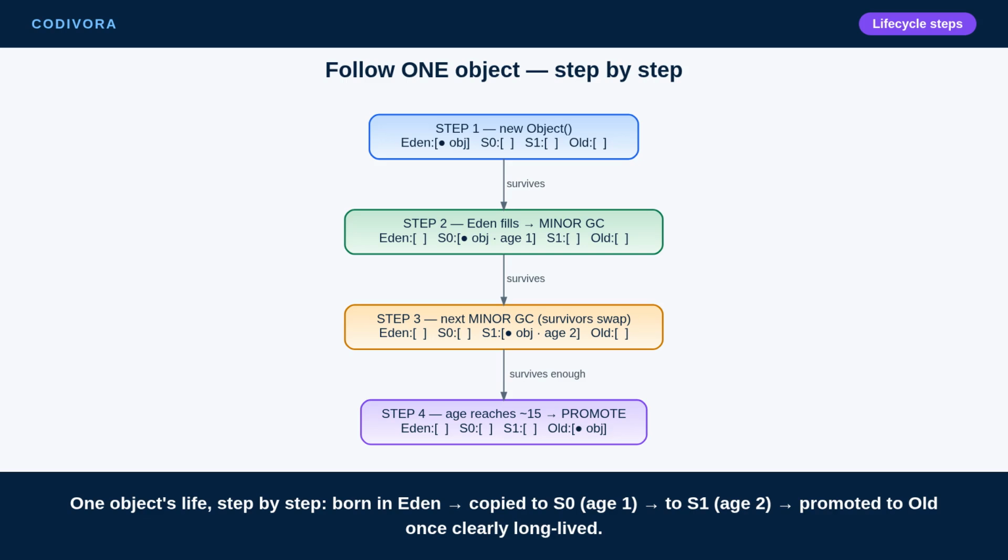Let's follow a single object, step by step, watching it move. Step 1, new puts it in Eden. Step 2, Eden fills, a minor GC runs, our object is still reachable, so it's copied to survivor S0, age 1. Step 3, the next minor GC copies survivors into S1. The two survivor spaces alternate, age 2. Step 4, once it survives the threshold, around 15 collections, the JVM decides it's long-lived and promotes it to the old generation. That's the complete life of a Java object, and you can see it hop region by region.